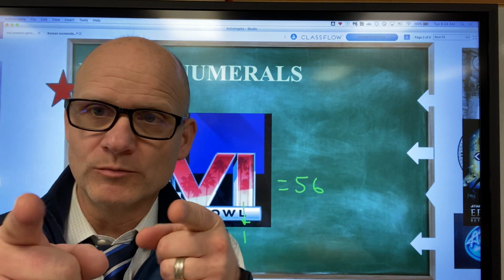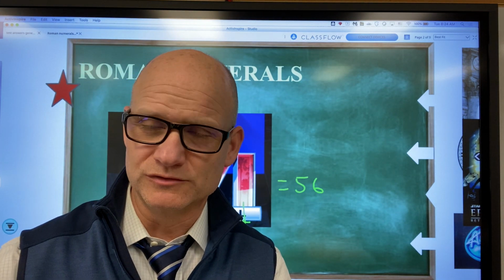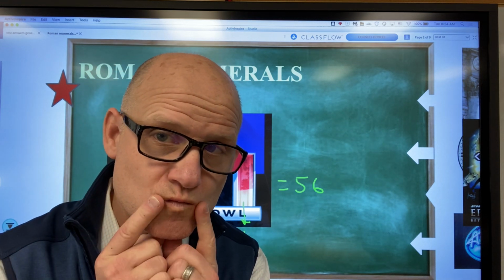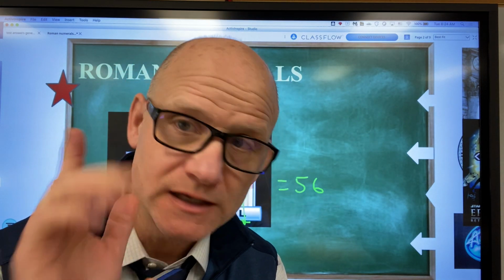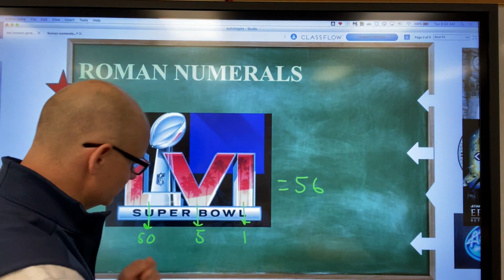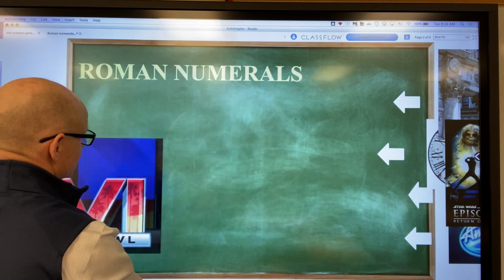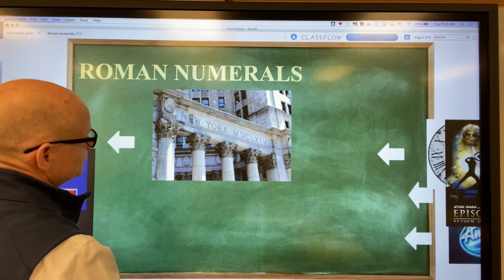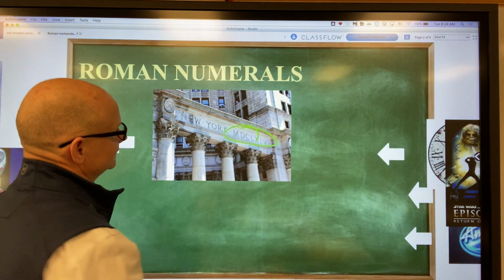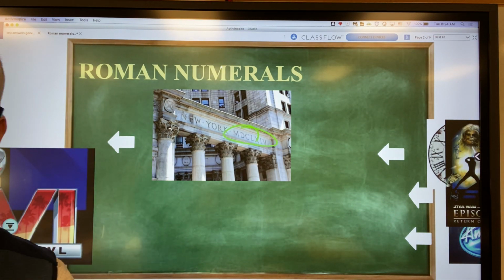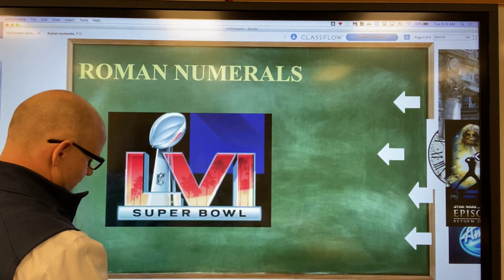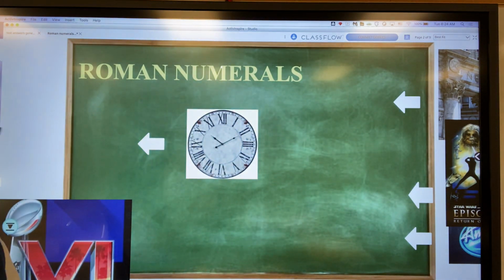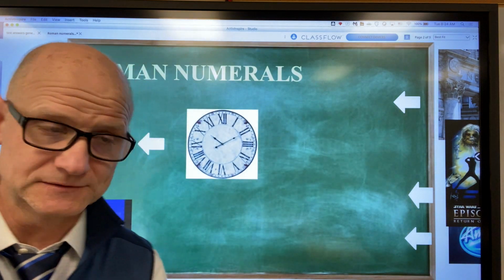Yeah, Roman numerals. But where else have you seen Roman numerals? I mean, you see them with the Super Bowl, where else have you seen them? Anybody? Yes, you're right. We see Roman numerals all around us. For example, some of you might have thought of important buildings, like this building in New York City, or you might see them on clocks, grandfather clocks. Notice the Roman numerals right there on clocks.